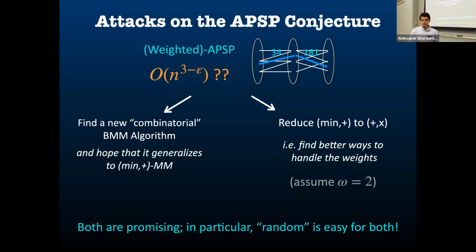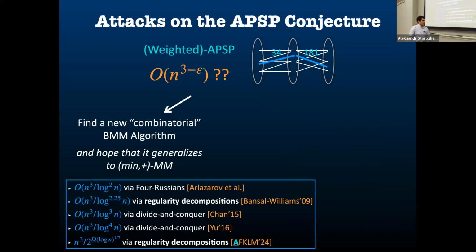Okay, so let's try to do this. I want to start with this direction, talk about it, and then I'll go to the other direction. So again, this direction is, let's solve unweighted BMM in subcubic time. And so here there were some progress. We're trying to beat n^3.